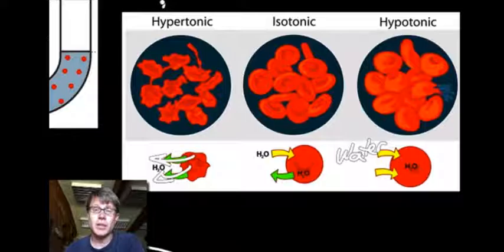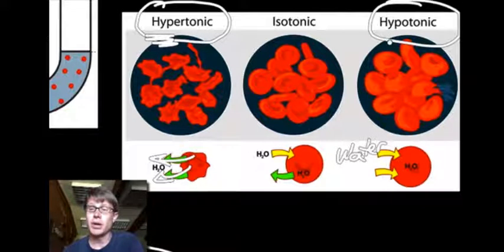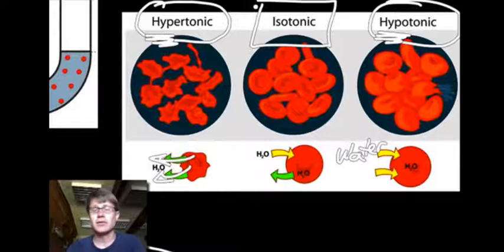And so if you're surrounded by a liquid that has a higher solute concentration, we call that hypertonic. If it's lower, we call that hypotonic. And then eventually when we reach equilibrium, we call that isotonic. But it's the movement of water across a semi-permeable membrane. What's the semi-permeable membrane? In this case, it's the cell membrane. It's that membrane that surrounds all living things.